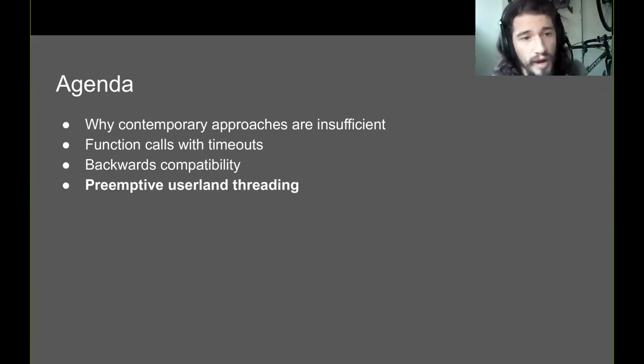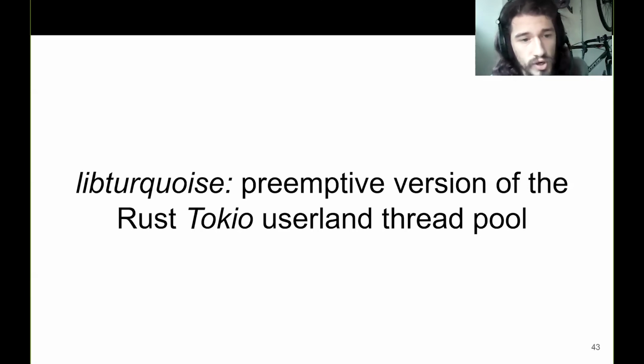So finally, I'll wrap up by talking about preemptive userland threading. I don't have time to go through how we did it, but we created libturquoise, which is a modified version of the Rust Tokio userland thread pool. And that resulting library is what we believe to be the first general purpose and backward compatible thread library that is both preemptive and implemented entirely in userland.